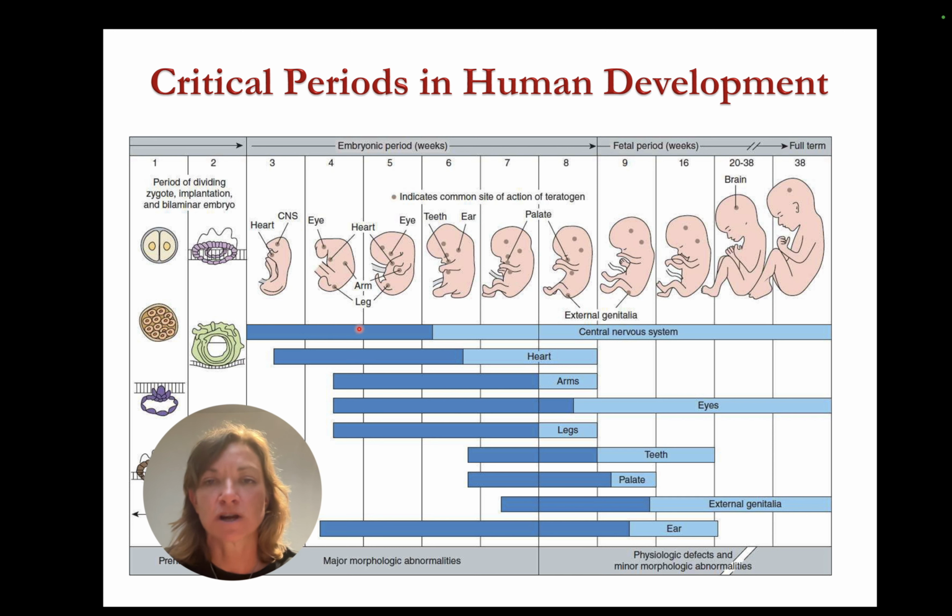You can see the dark blue bars indicate for each system a big risk of disruption. The lighter blue bars are a lower risk of disruption. And the dark blue bars are present for every system in the body in the embryonic period. In the fetal period, the risk is a little less. So it's relatively minor morphological abnormalities, and that's true across every system. You'll see that this slide indicates all action of teratogens.